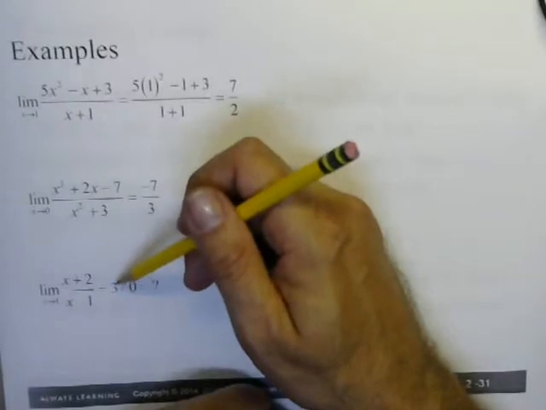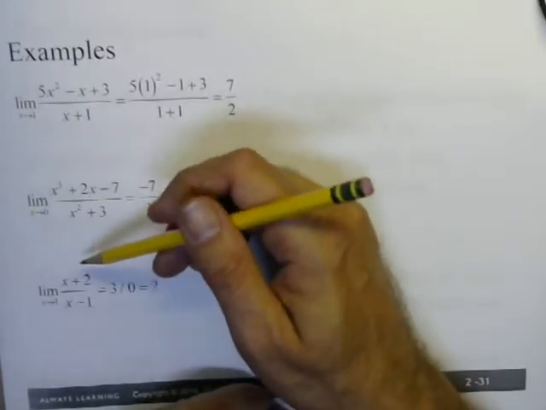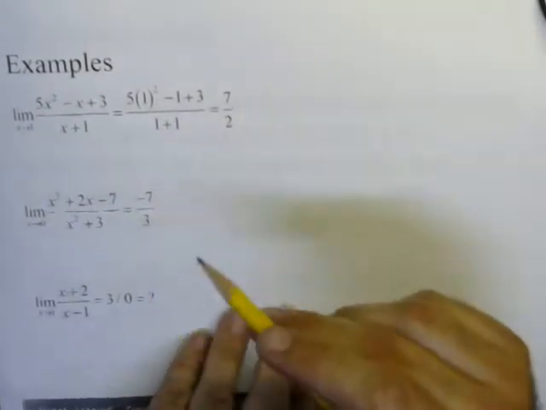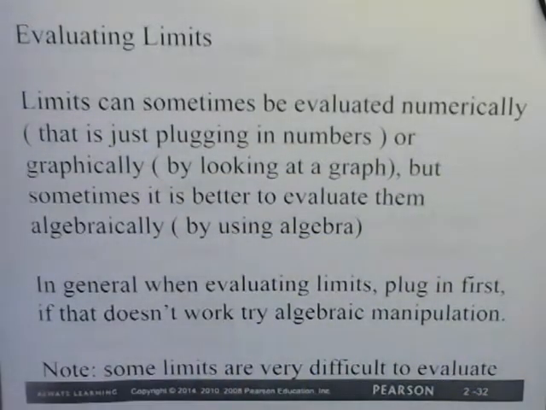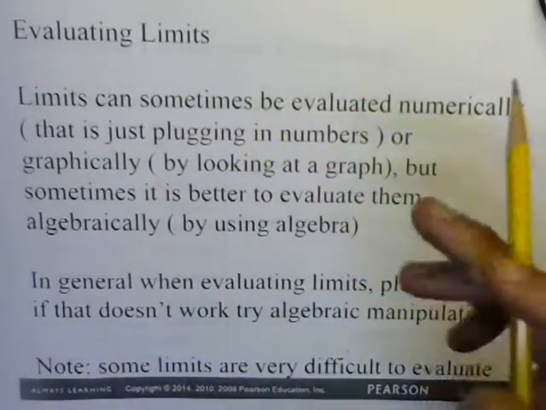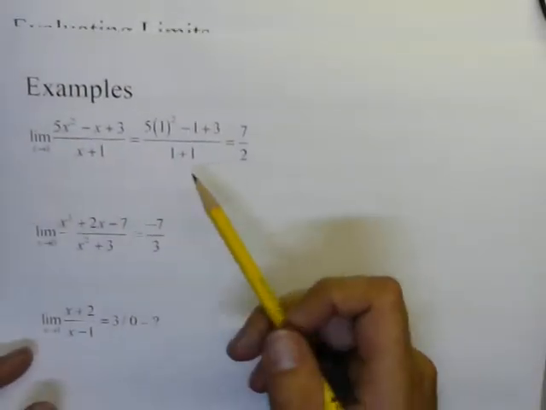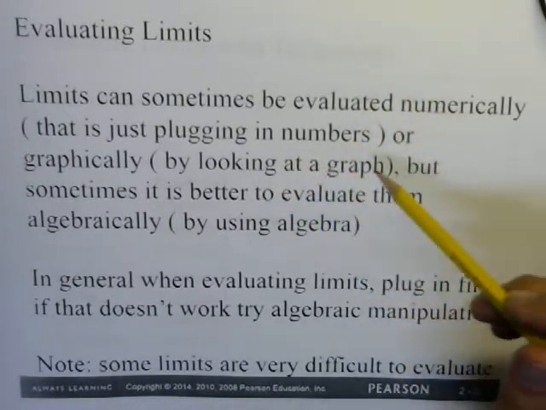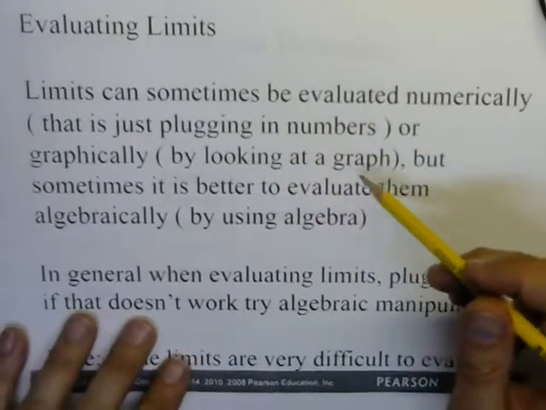So we'll see in some cases you can evaluate limits, and in some cases you can't. It turns out that in this particular case the limit does exist or does not exist, but there will be some cases where you can find the limit, right? So sometimes limits can be evaluated numerically, just like we did, by plugging in the number or by looking at the graph, but sometimes it's better to evaluate them algebraically.